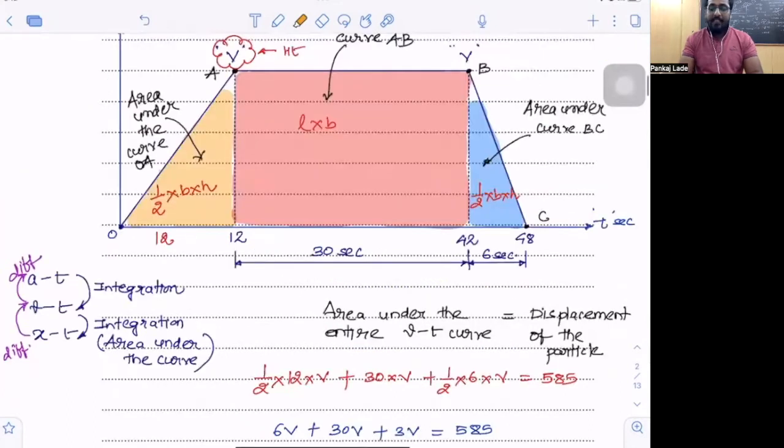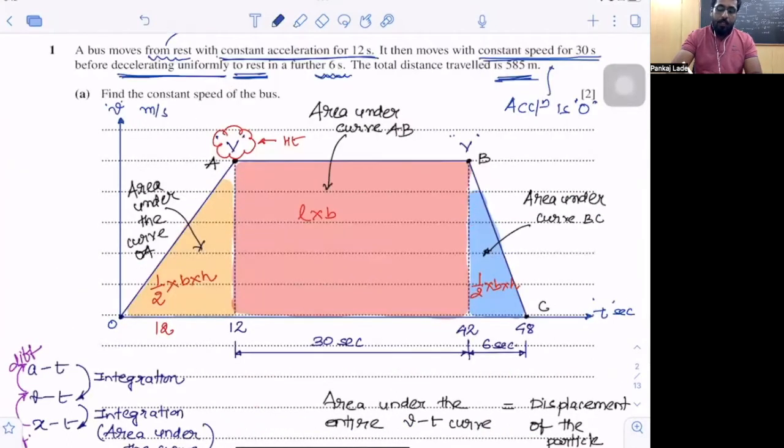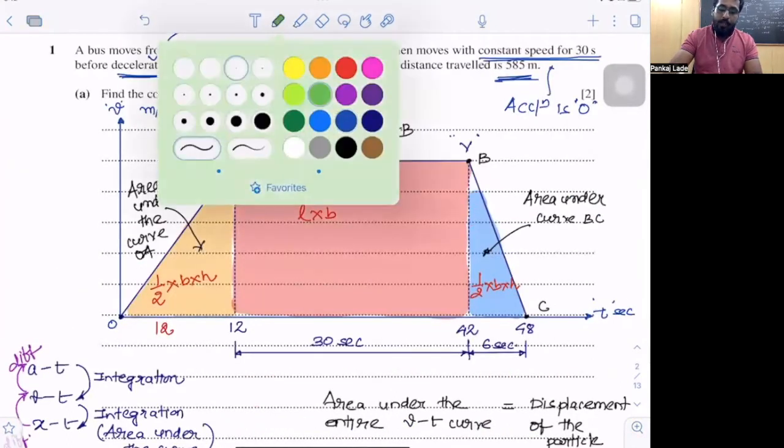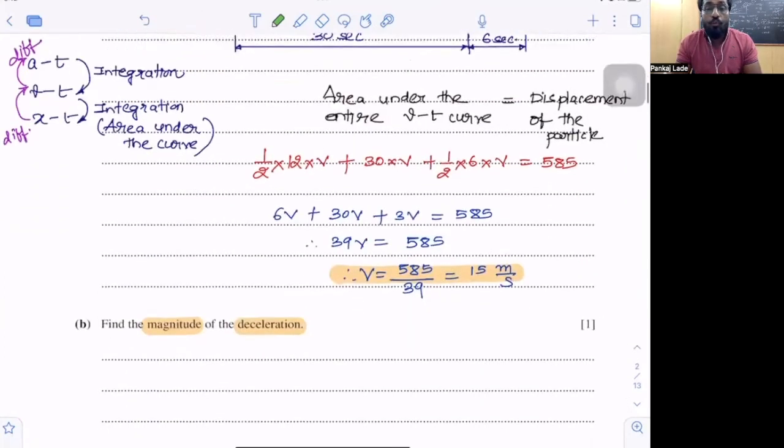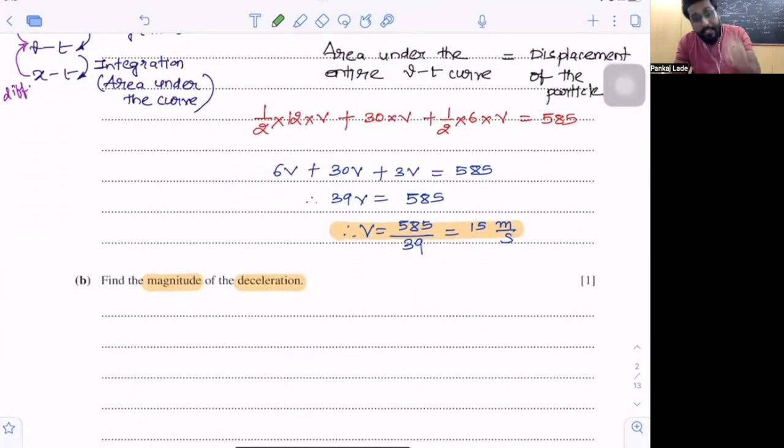Okay, now the next question is to find the magnitude of deceleration. So where is the deceleration happening? Students, you know that this is the place where acceleration is happening, right? This is acceleration, isn't it? Velocity is increasing, and this is the place where there is deceleration. So what do you want to find? You want to find the magnitude. You don't want to find just the deceleration, you want to find the magnitude of the deceleration, right?